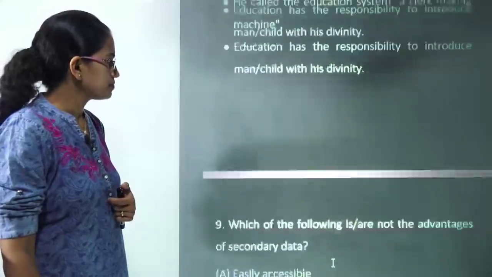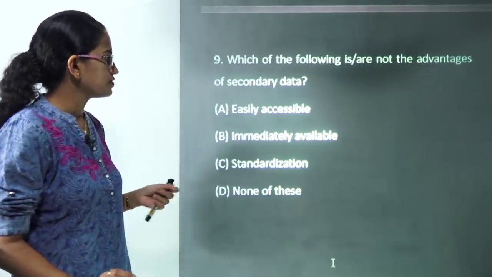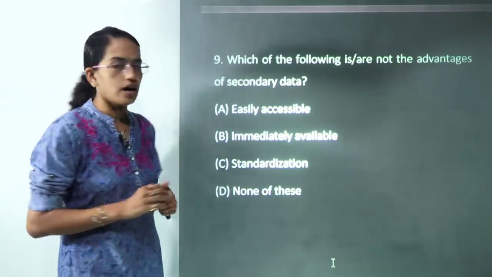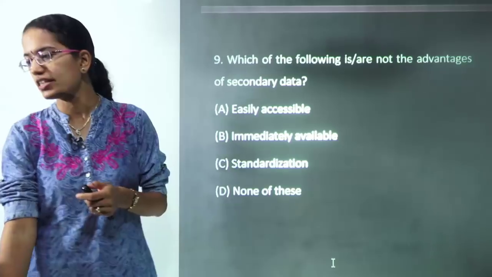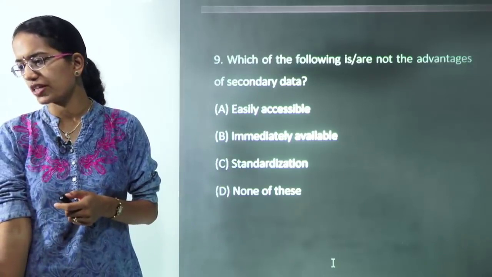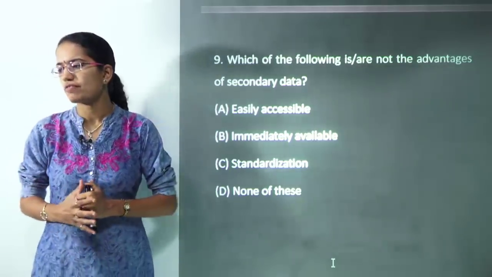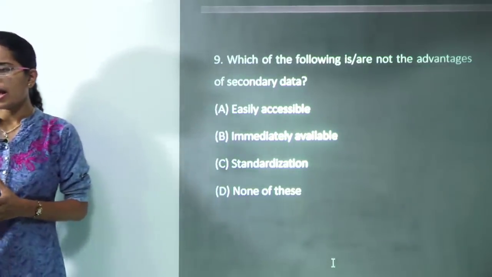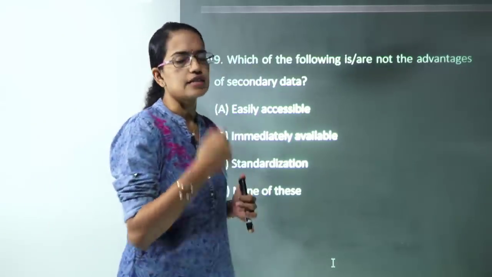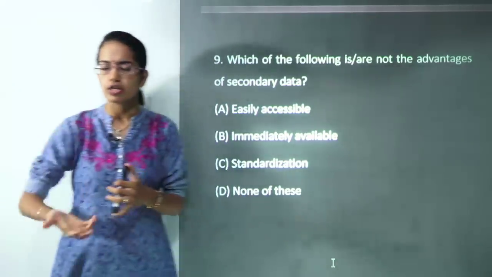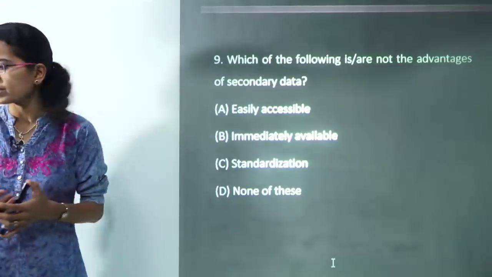The next is, which of the following are not the advantages of secondary data? Now, a very good question, a very interesting question. Again, I would say read the question very carefully before giving the answer. Question number 9, I am waiting for the answers. Now, the difference between primary data and secondary data is something that's very important. Primary data is something that you collect by yourself. With secondary data, you refer to other sources to collect the information.